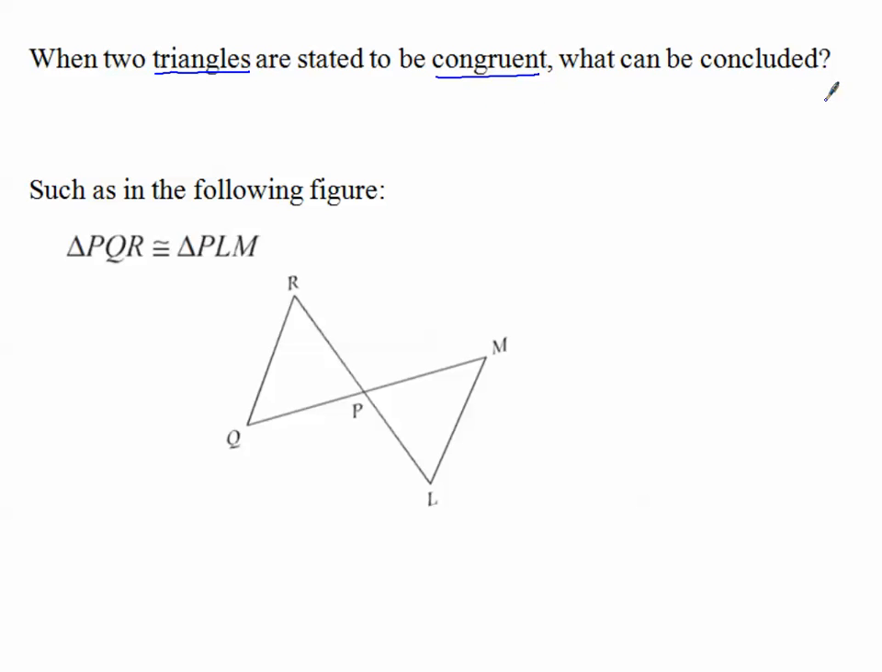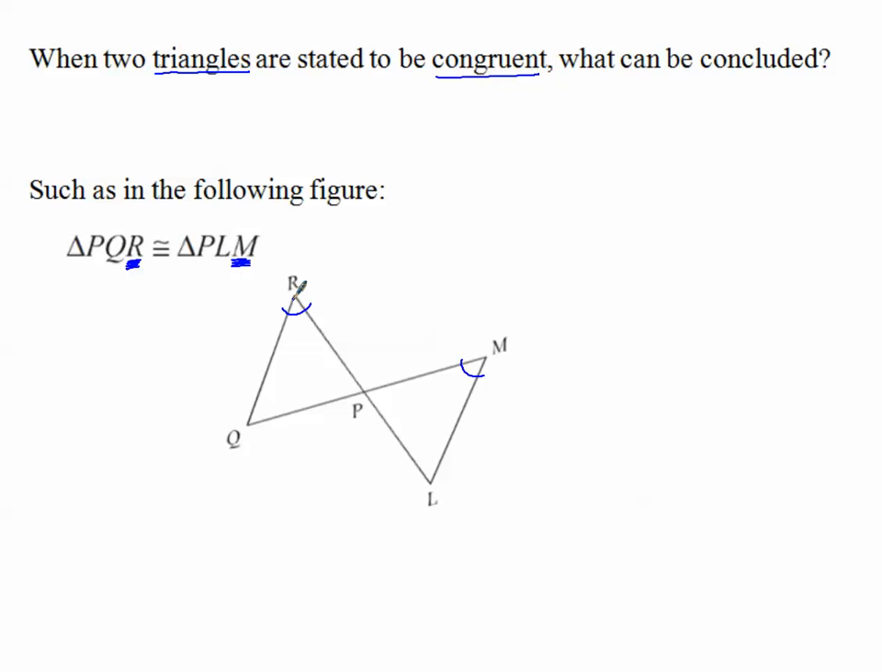Do you need a visual? Well, let's look at the following figure. It says that triangle PQR is congruent to triangle PLM. The congruent statement tells us that. The picture doesn't tell us that because there are no marks here to tell us what's congruent. But the statement, because the triangles are congruent, we can conclude things like angle R is congruent to angle M. So we can mark the picture that angle R is congruent to angle M.